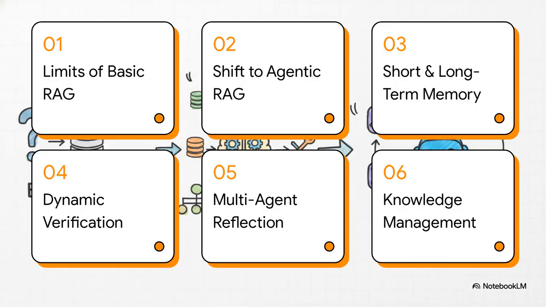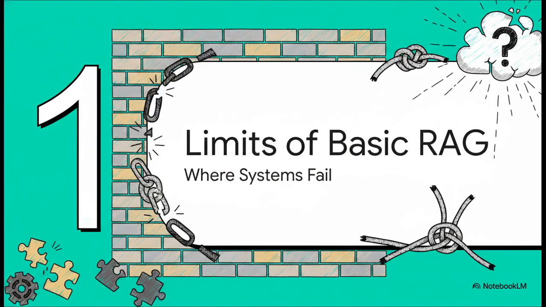To do that, here's our roadmap. We'll quickly look at the limits of basic RAG, explore the big shift to agentic RAG, dig into short and long-term memory, look at tools and dynamic verification, examine multi-agent reflection, and then finally wrap up with real-world knowledge management. Okay, let's kick things off with Section 1, the limits of basic RAG, and exactly where these systems fail.